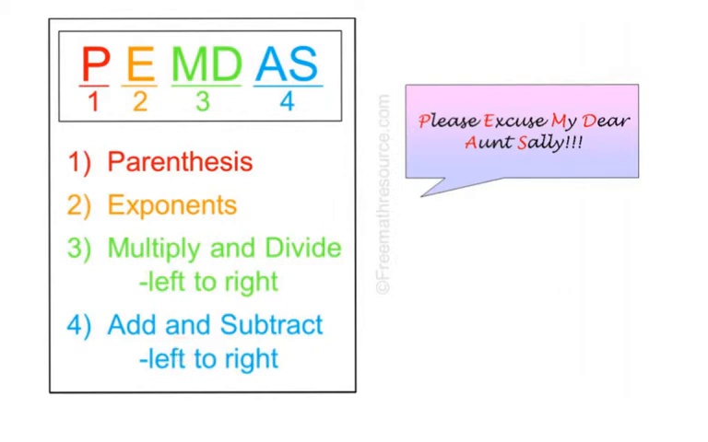There's a couple of ways that you can remember these steps. Some people use the acronym PEMDAS, and other people use the saying, "Please excuse my dear Aunt Sally." The P stands for parentheses, E for exponents, M and D for multiplication and division, and A and S for add and subtract. Keep in mind that just because the M comes before the D in these acronyms doesn't mean that you always do multiplication first. Remember, multiplication and division, you do left to right. Same with add and subtract.